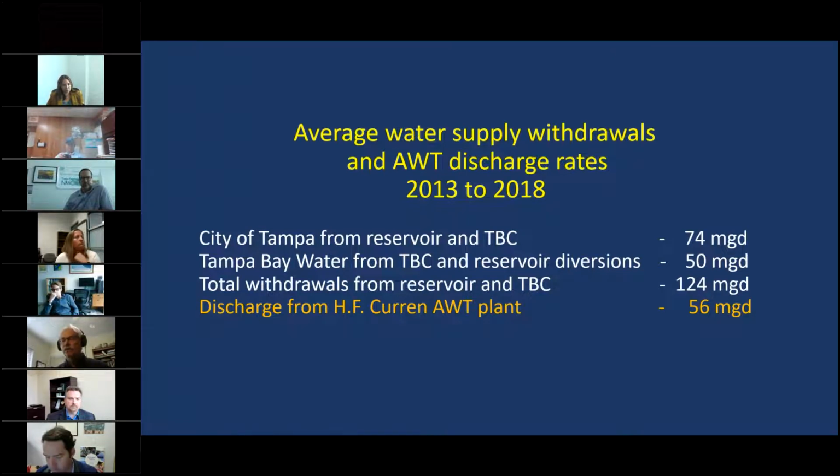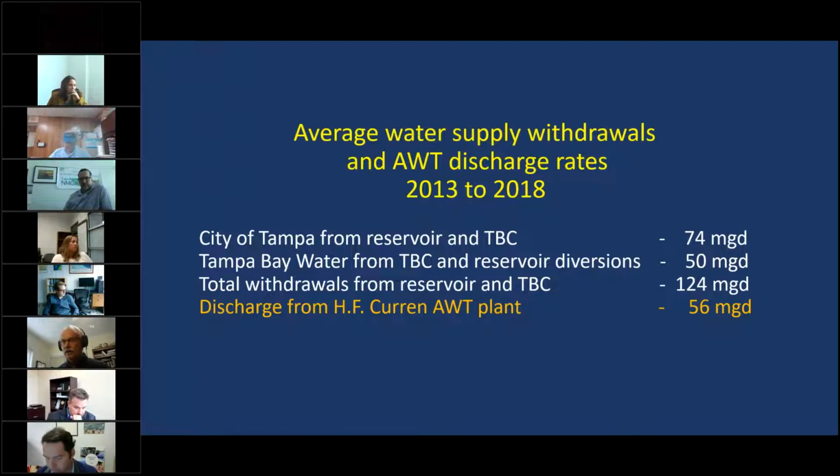This slide lists average water supply withdrawals from the combined river canal system for six years from 2013 to 2018, which I could get records for. Note the city of Tampa's withdrawals average 74 million gallons per day. Tampa Bay Water's withdrawals average 50 million gallons per day, and the total combined withdrawals average 124 MGD. By contrast, the city's discharge at their advanced wastewater treatment plant averaged 56 MGD. So discharges at the wastewater treatment plant are not new fresh water to Tampa Bay, but instead just replace a portion of the water that is removed for water supply.